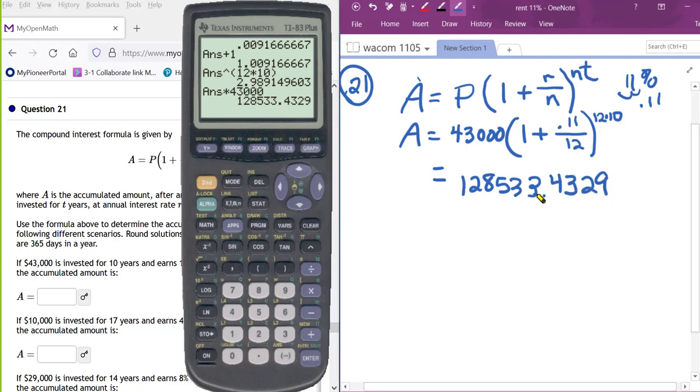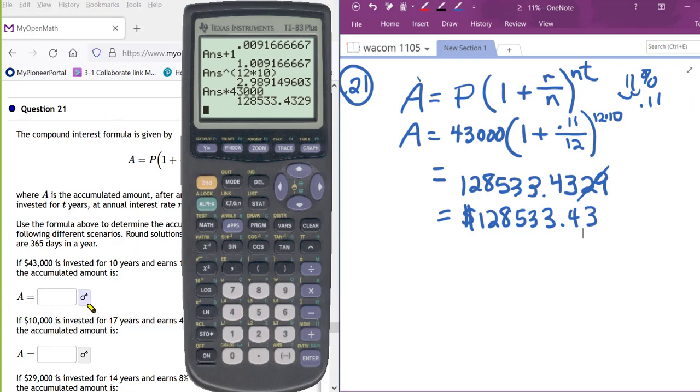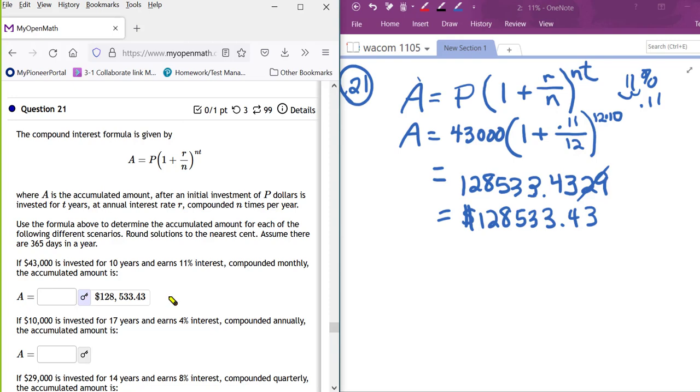And money problems, they usually want to go to the nearest cent. So your pennies place. So a 2 is not enough. This is going to drop off. And so we'll have 128,000, 533. Okay, and we'll just look at the answer. But the whole thing there was knowing what the pieces stand for. Your percent has to go in as a decimal, and entering them in your calculator in the proper order and using parentheses where you should. So make sure that you practice that.